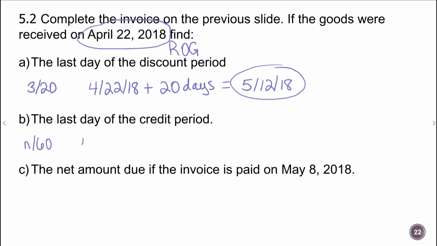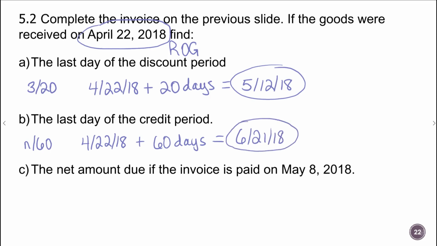The end of the credit period, right? So that was net 60. And we're going to take our beginning date. No, not our invoice date. We're going to take our receipt of goods date and add 60 days. And that gives us June 21st. Remember, you can always pause so that you can actually figure this yourself with your calculator. And so you are actually calculating it along with me.